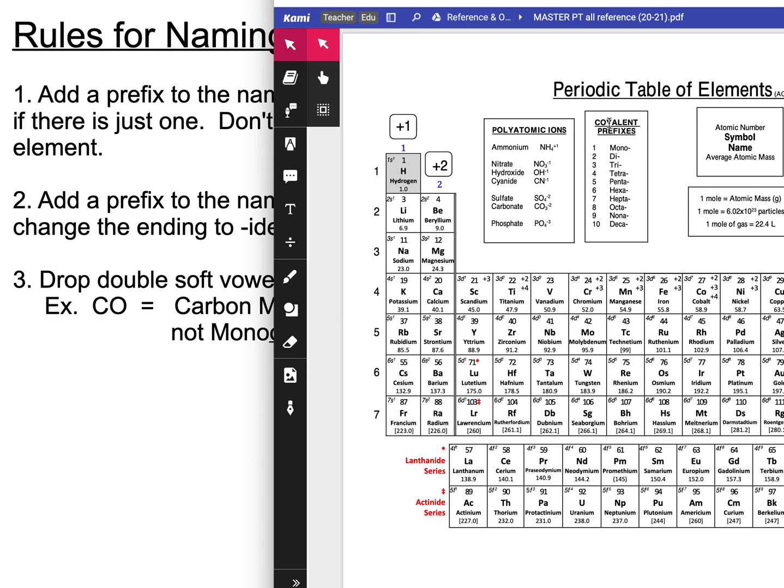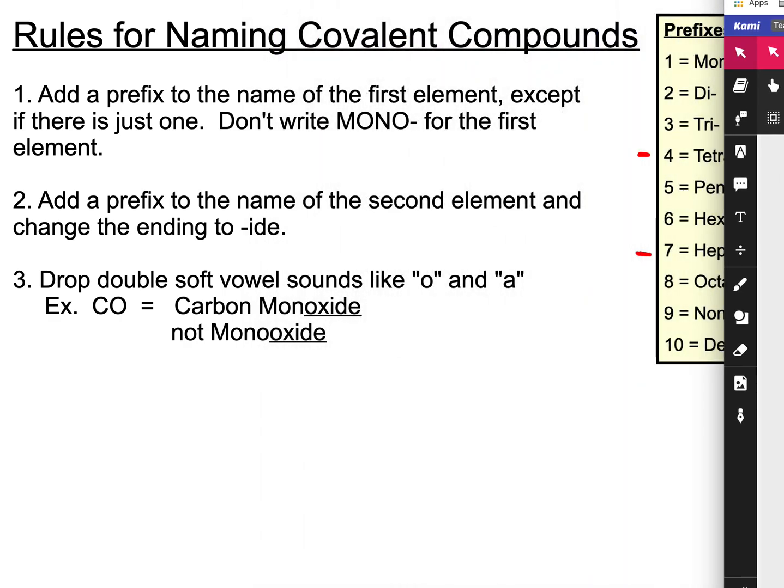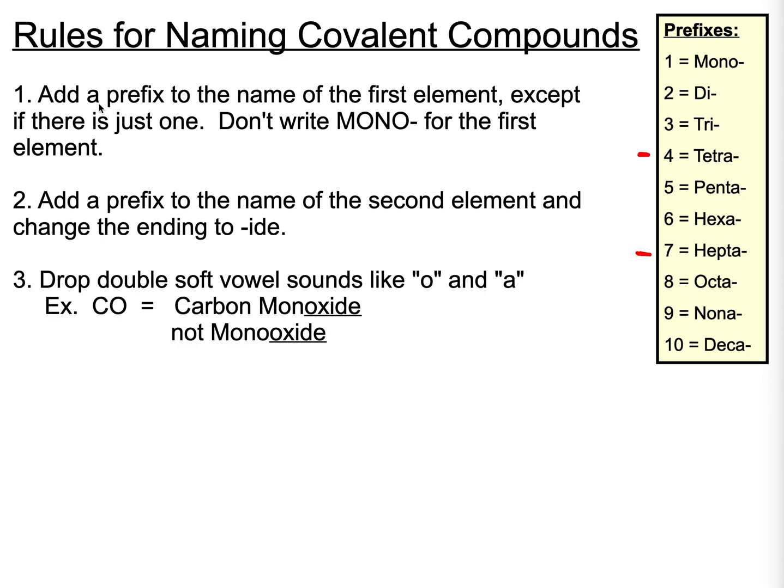If you look in the front top portion, it's right here, covalent prefixes. So if you do forget what they are, you can always look there. All right, we're going to need those prefixes only when naming covalent compounds. So how do you name a covalent compound?